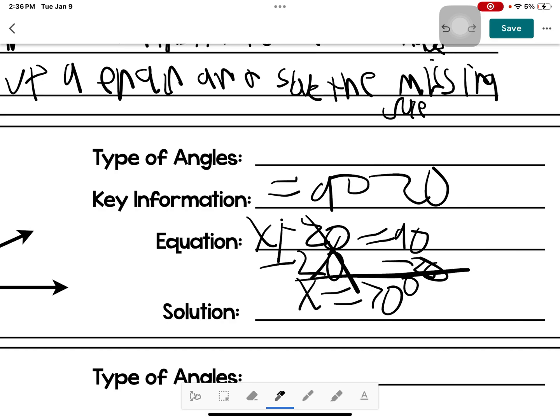I'm so smart. Now, this is what you have to do. You guys learned about solving equations, right? Yes. Now we're applying that to angles. Let's go to the next one.